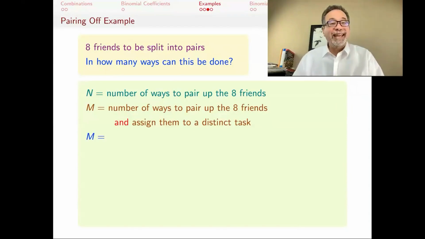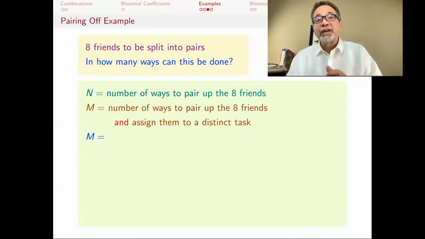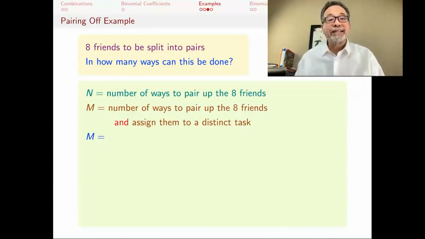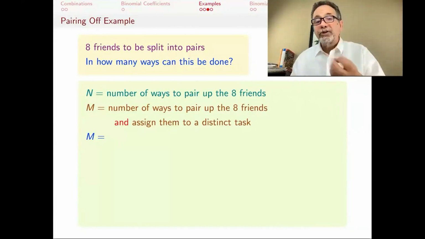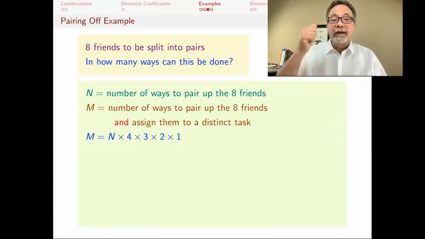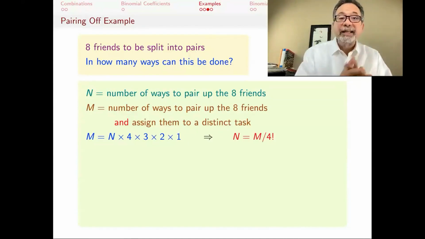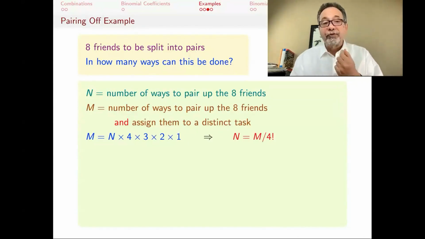If I knew N, then I could find M. After pairing up, I could say, which pair is going to do task 1? Well, I have 4 choices for that. Which pair is going to do task 2? I have 3 choices now. Which pair is going to do task 3? I have 2 choices and 1 choice. I get N times 4 times 3 times 2 times 1. So first I pair people up into 4 groups. Then I will assign the groups to the tasks. So N, the number we want, is actually M divided by 4 factorial.